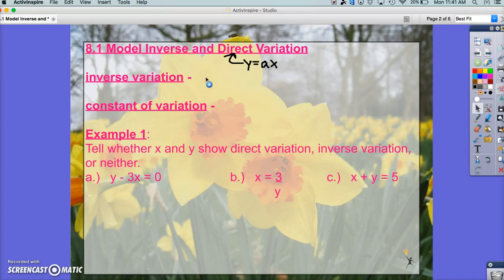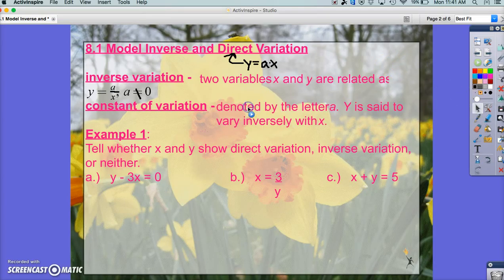Well, how that compares to inverse this chapter, which makes sense because we've already spent a lot of time talking about inverse functions. Inverse variation: two variables x and y are related as this following function, y equals a over x, where a cannot equal 0. So instead of saying a times x for direct variation, inverse is y equals a divided by x.